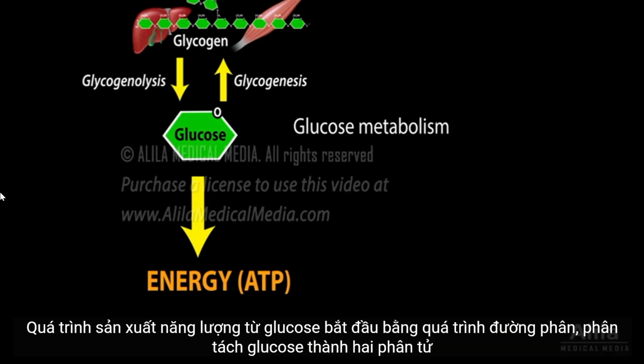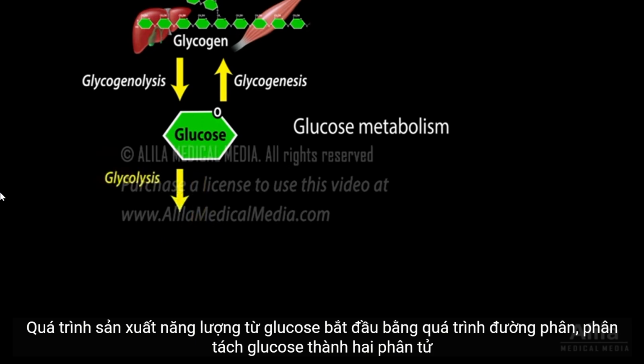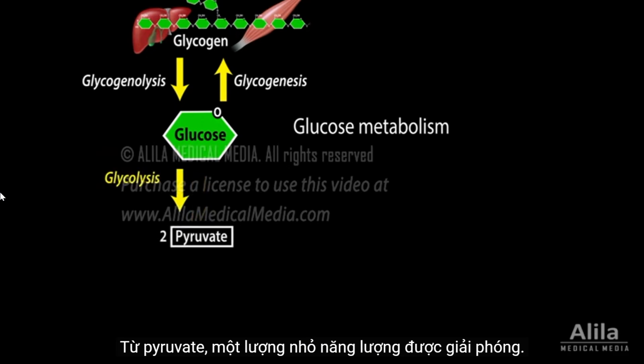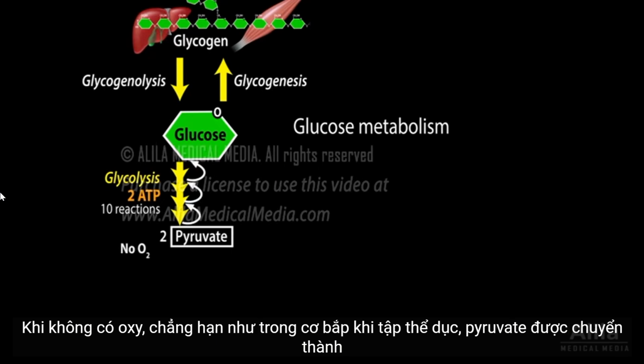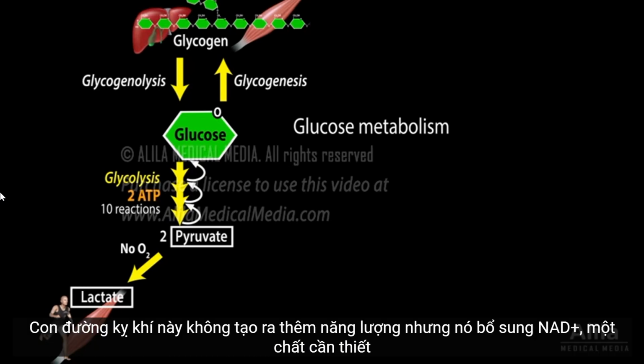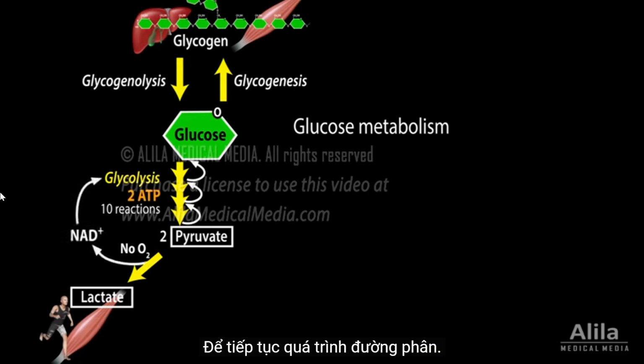Energy production from glucose starts with glycolysis, which breaks glucose into two molecules of pyruvate, releasing a small amount of energy. Glycolysis involves multiple reactions and is tightly regulated by feedback mechanism. In the absence of oxygen, such as in the muscles during exercise, pyruvate is converted into lactate. This anaerobic pathway produces no additional energy, but it regenerates NAD+, which is required for glycolysis to continue.